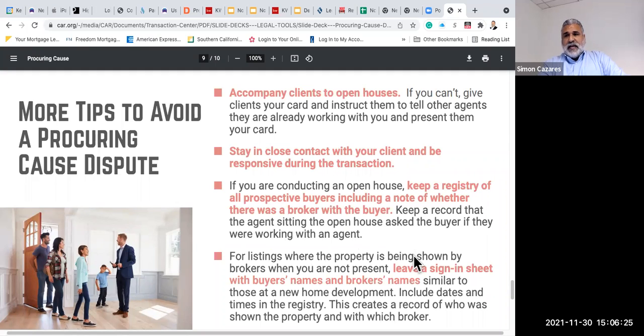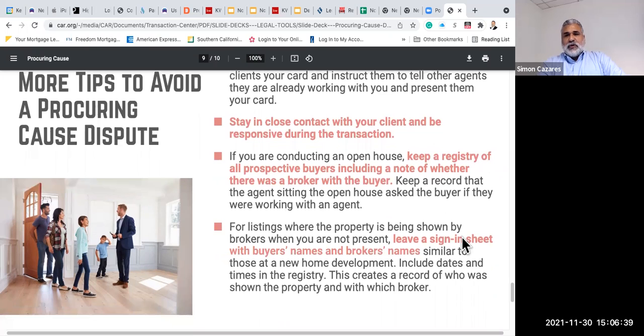If you're conducting an open house, keep a registry of all prospective buyers, including a note of whether there was a broker with the buyer. Keep a record that the agent sitting on the open house asked the buyer if they were working with an agent. For listings where the property is being shown by brokers when you are not present, leave a sign-in sheet with buyer's name and broker's name, similar to those at a new home development, okay? And include dates and times in the registry. This creates a record of who was shown the property and which brokerage.